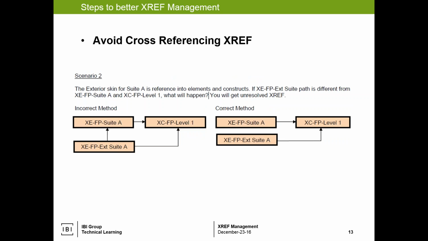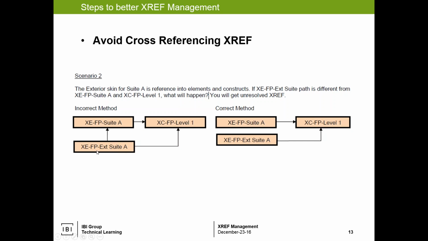Okay, scenario 2. I've seen a lot of people who have, let's say, an exterior skin. They want to reference it into, like, a suite, for instance. And what happens is that they XREF it to here and then XREF it to there. And they also XREF from this particular exterior skin into this. So what you end up doing is basically adding 2 XREFs into level 1. And when you bind it, it's going to be double the size.